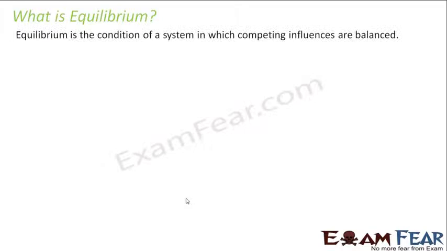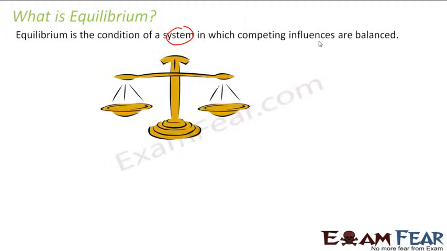Before we study equilibrium, the question that comes to our mind is, what is equilibrium? Just don't think from the chemistry perspective, just think from the word equilibrium. Equilibrium is nothing but a system in which the competing influences are balanced. For example, in a weight balance, the force this side exerts is similar to the force the other side exerts. So there is a balance.